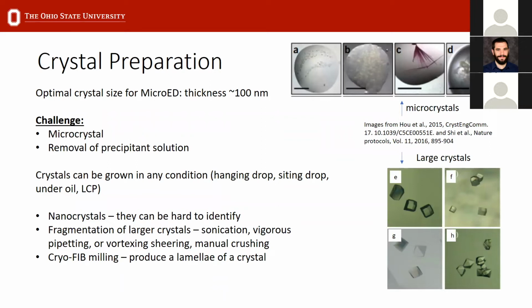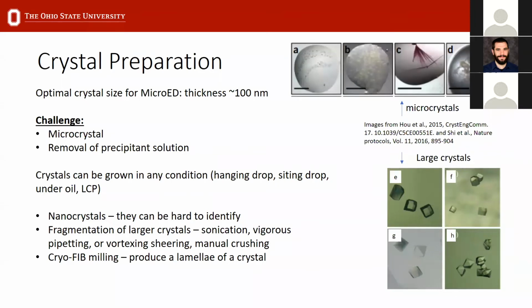Now, how do you get microcrystals? On the one hand, you can use what X-ray protein crystallographers would dismiss as precipitate. So you can use suboptimal crystals that are shown in the pictures A, B, C, and D. So needles, like tiny crystals, are very useful for MicroED. On the other hand, if you have larger crystals, you can fragment them. You can use sonication, vigorous pipetting, vortexing, or manual crushing to get your crystals down to a very small size. And there is a third technique called cryoFIB milling, which is emerging in this field.